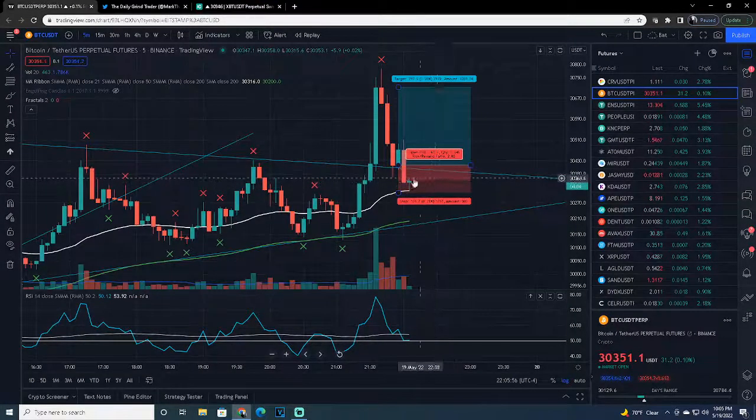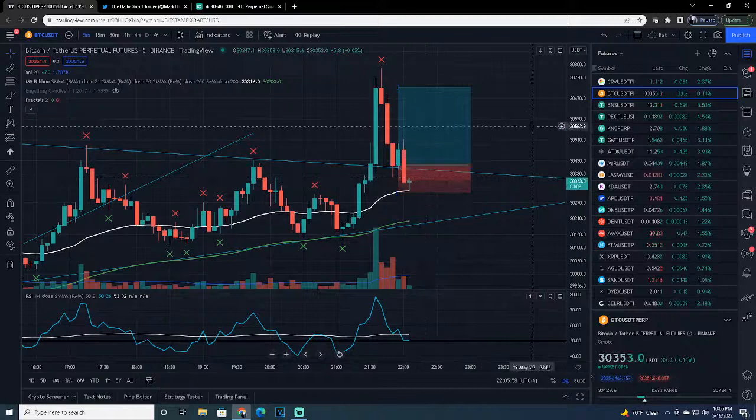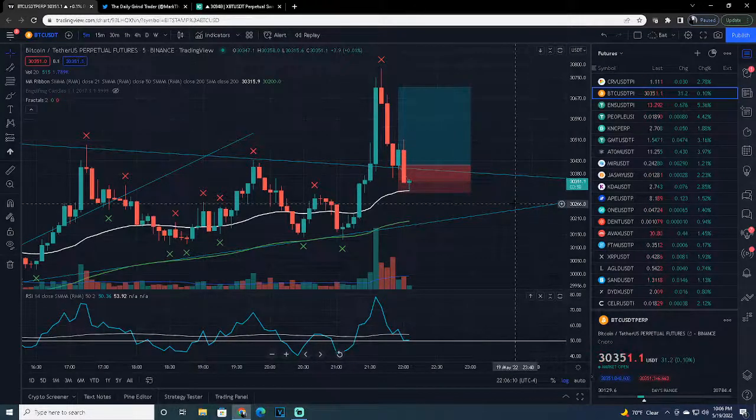Sometimes the futures, for some reason, KuCoin futures aren't listed on TradingView, so I use Binance futures, and sometimes there's a couple dollars difference on Bitcoin where that may have stopped me out. So I just wanted to make sure that wasn't the case.